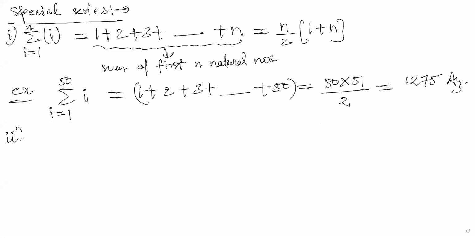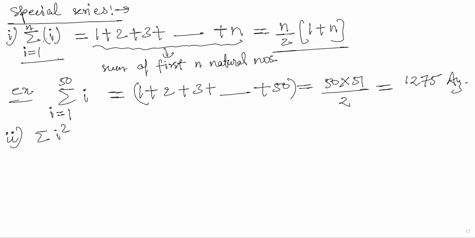Sir, you had earlier mentioned that whenever it's just sigma and the values of i and n are not given, then what should we take it as? Then the answer would come in terms of n. The answer should be n into n plus 1 by 2, just similar to this. Okay, sir.